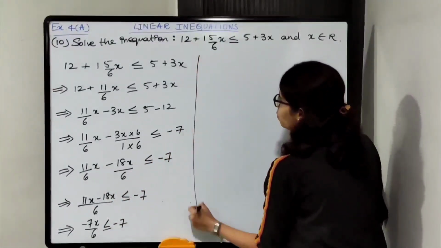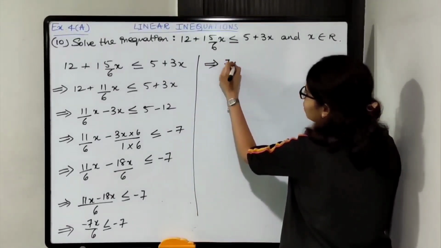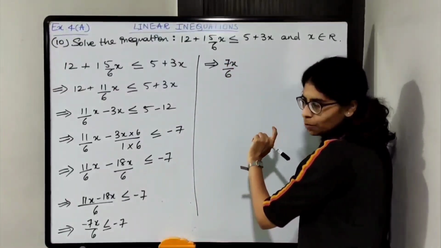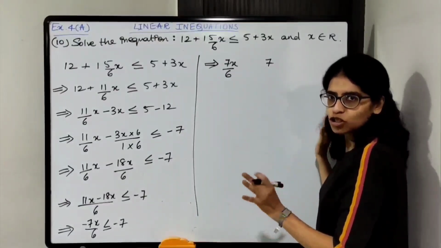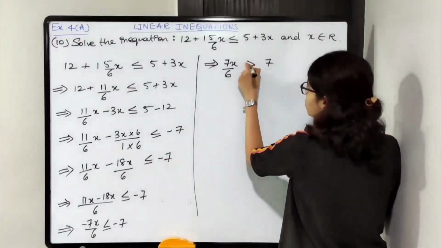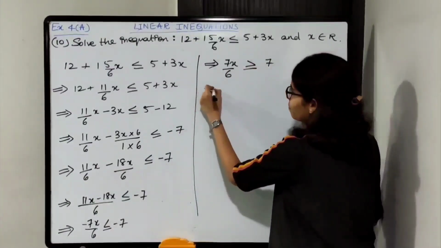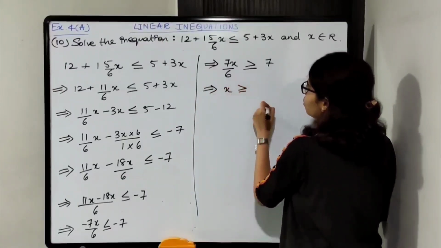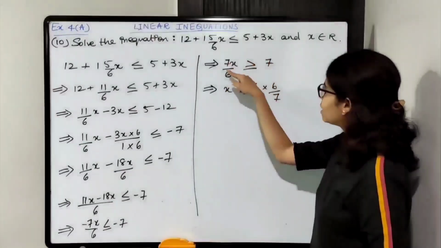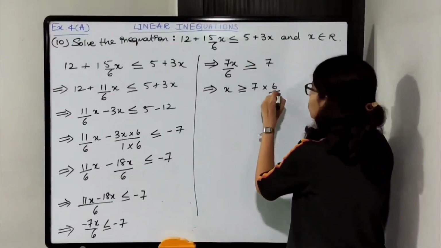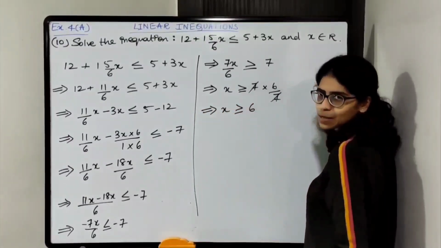Okay, so minus 7x by 6 हो जाएगा 7x by 6 plus हो जाएगा and minus 7 हो जाएगा plus 7. We have reversed the signs. Okay, changed the signs. So inequality sign will also reverse. Okay. Now shift the number. So x is greater than or equal to 7 into 6 by 7. Reciprocal हो जाएगा when you shift on the other side. 6 goes in numerator, 7 goes in denominator. So 7 cancel हो जाएगा. So x is greater than or equal to 6.